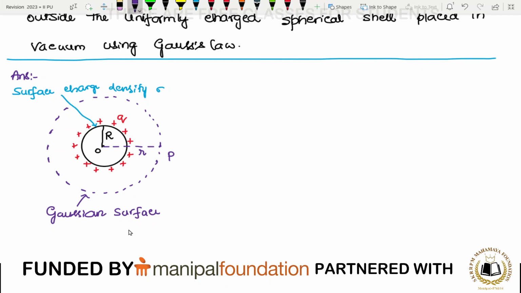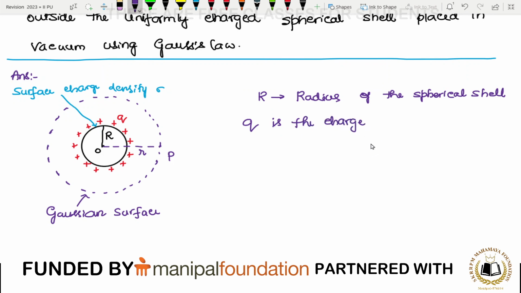Which is imaginary. Okay. Just we can explain the terms here. R is the radius of the spherical shell, and Q is the charge on this spherical shell.